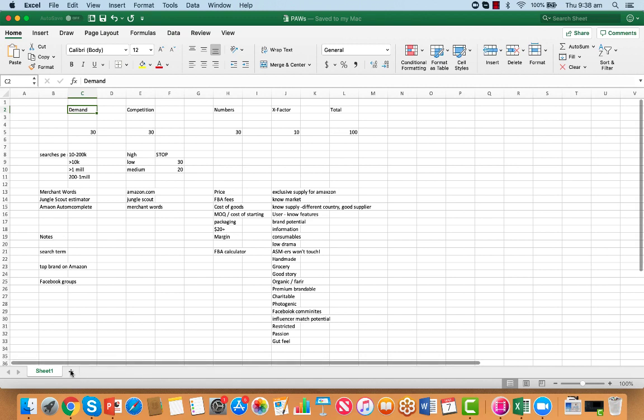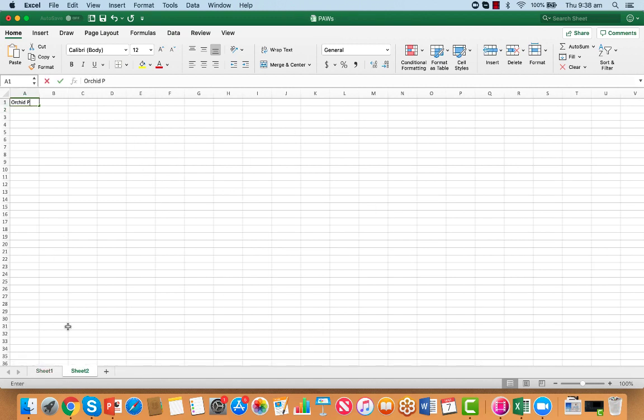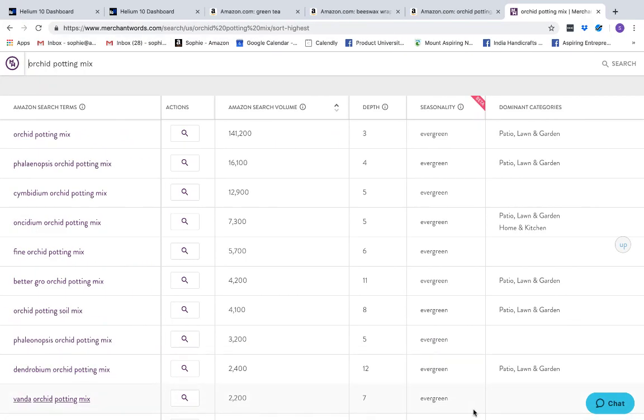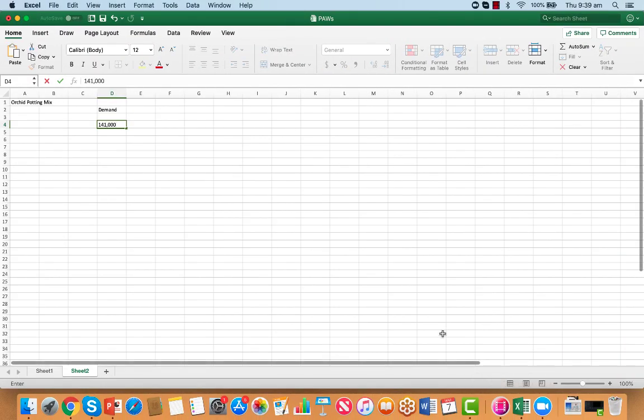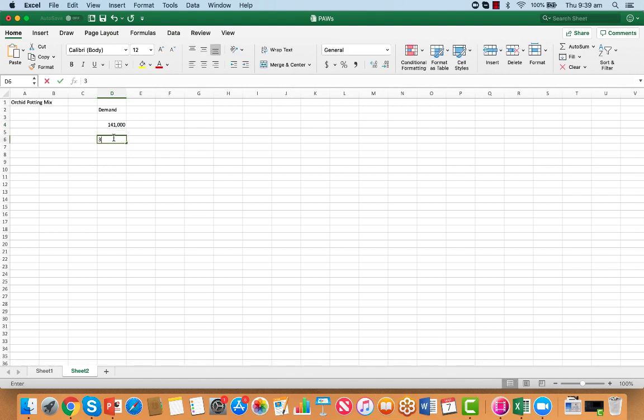And for each new product, so here I'll do Orchid Potting Mix as a product idea. I'll just do this very roughly. So I'll just do demand. I'll put, I can't remember what the number was, 140,000 I think. 141, I'll just keep it rough. And I would give that 30 out of 30.